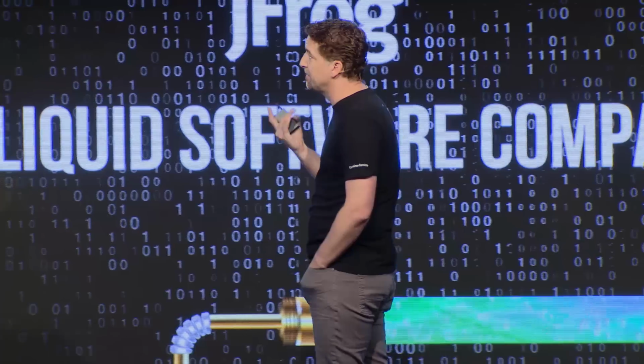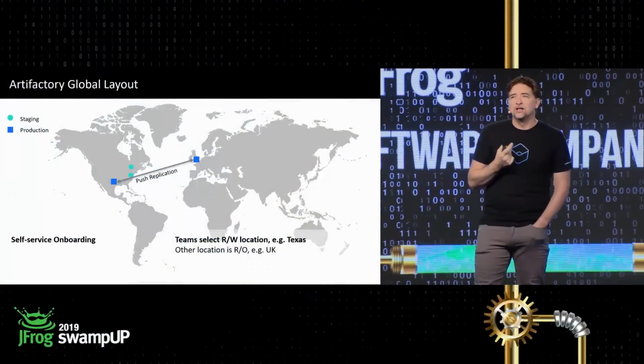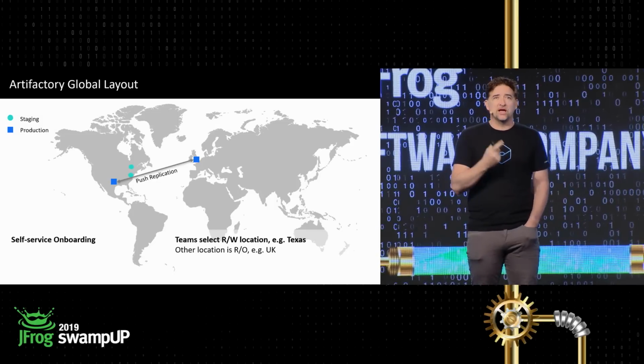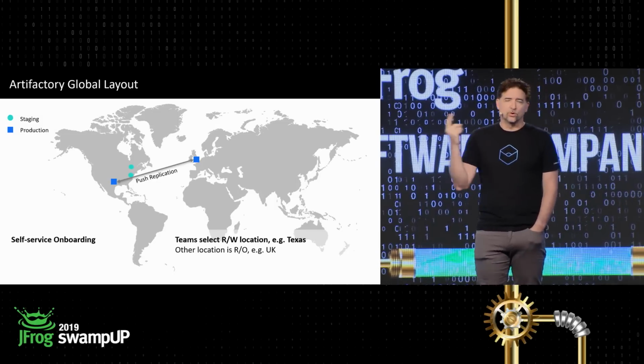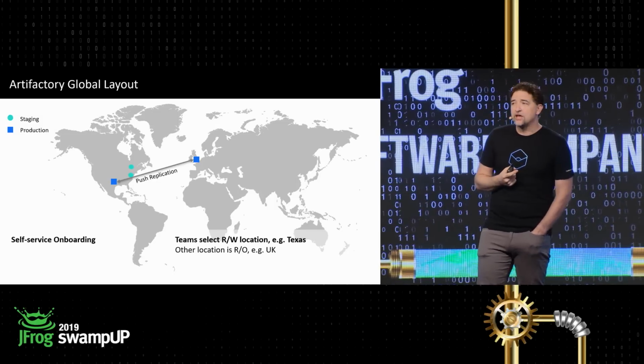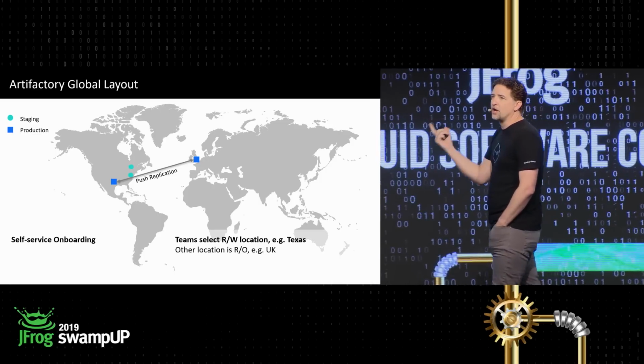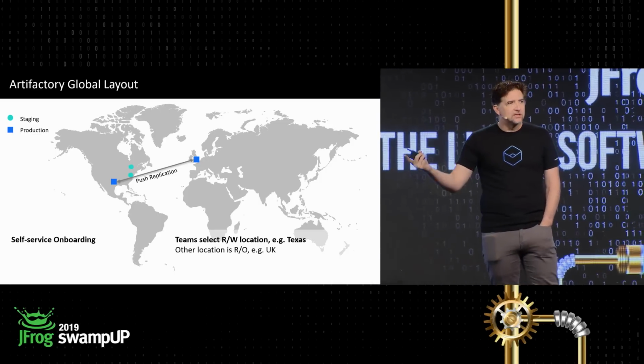So how do we deal with global scale? Today, we basically run 4 instances. We have 2 staging environments and 2 production environments. The production environments sit in Dallas in the US and in London in Europe. Essentially, the way it works for teams is they pick a primary location, Dallas or London. That's the read-write location for their artifacts. And then we do an automatic read-only replica to the other location.